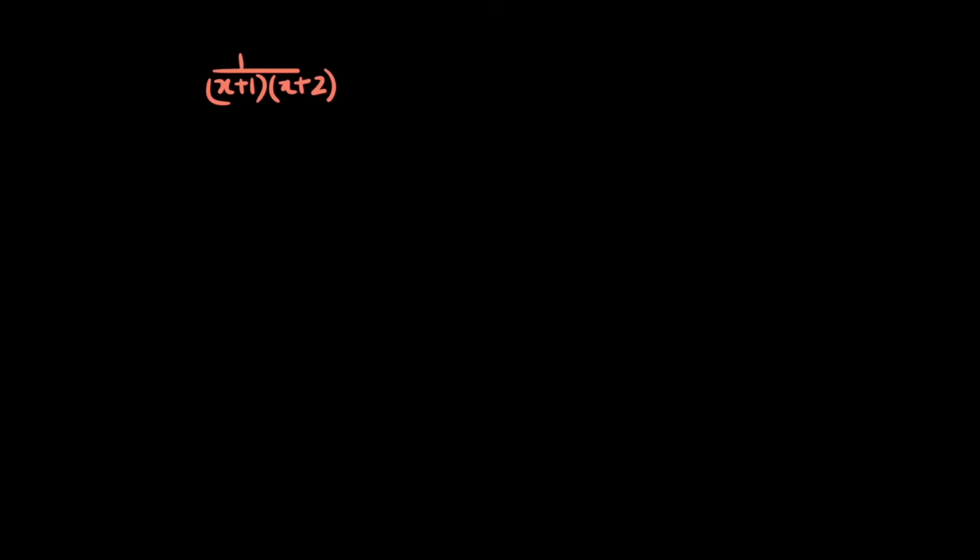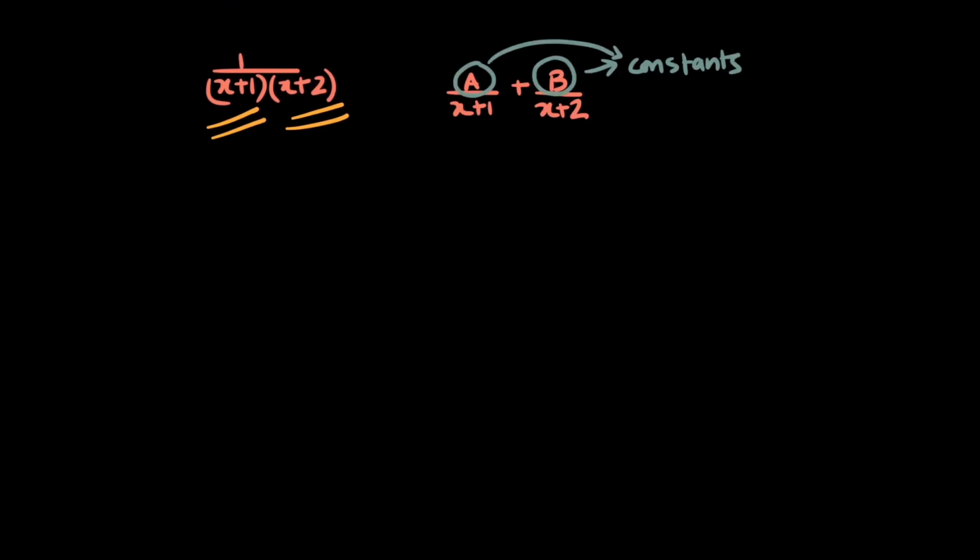So let's take a look at the sum that we already solved and try to work our way backwards. And we can see here that our denominator has 2 linear factors, which means that our answer should look something like this, where both a and b are constants. You'll also notice that we have 2 fractions, each having the 2 separate factors as denominators.